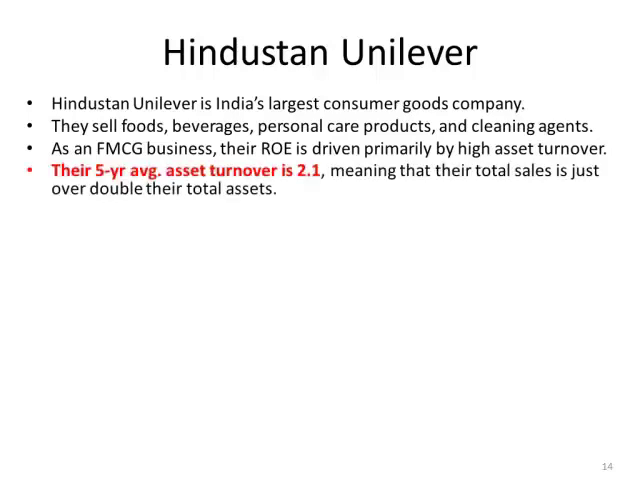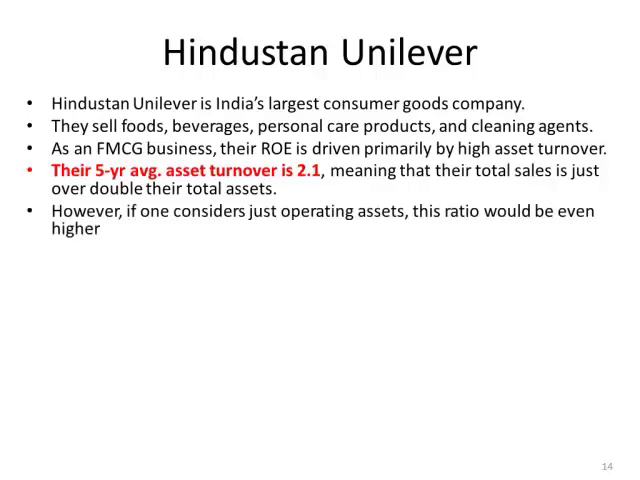Their 5-year average asset turnover is 2.1, okay, meaning that their total sales is just over double their total assets. So that's quite a large number, right? It means that a company's assets can be quite big, especially one like Hindustan Unilever, and they're actually making sales that are double the level of those assets every single year.